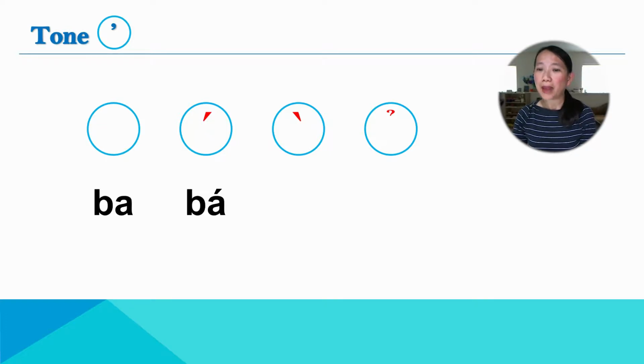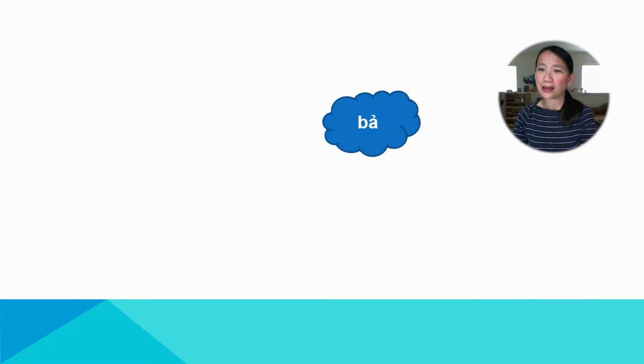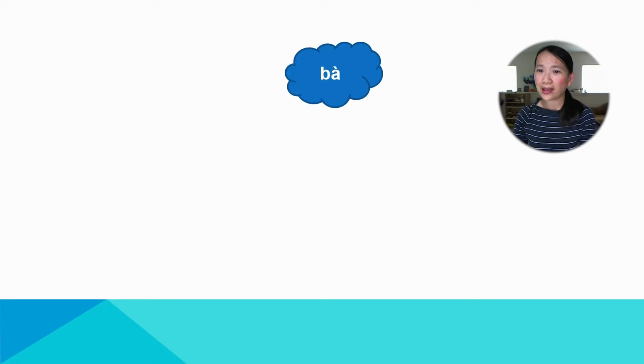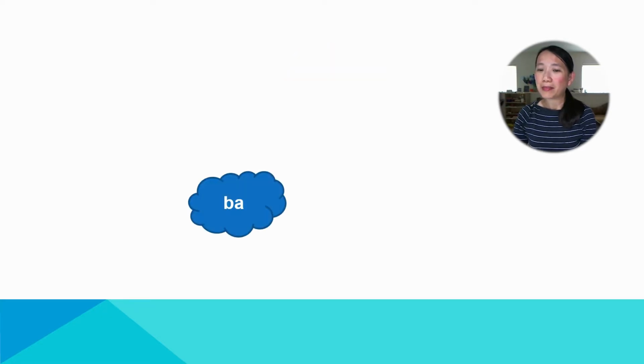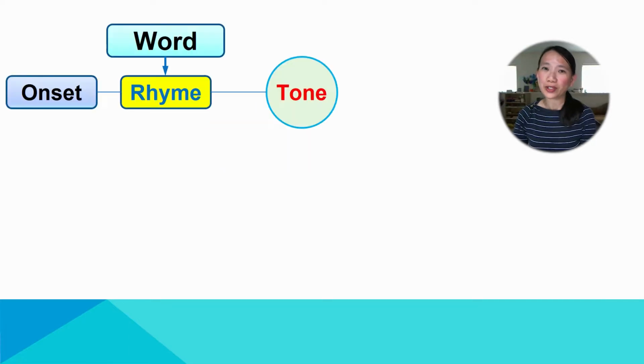Let's put the tones on an arbitrary word. Ba, bá, bà, bả. Let's mix them up. Ba, bà, bả, bá, bả, bà, ba, bả. Let's form a few words with this new tone.